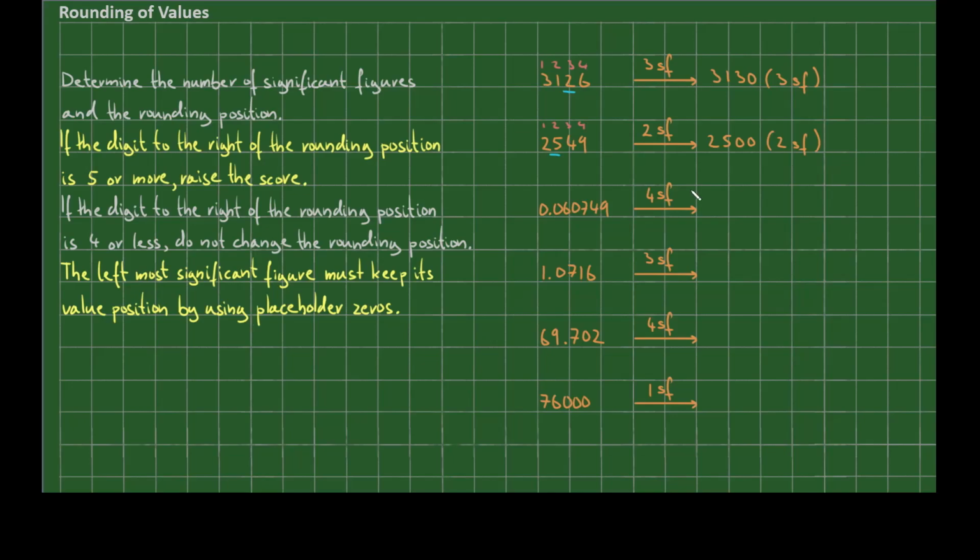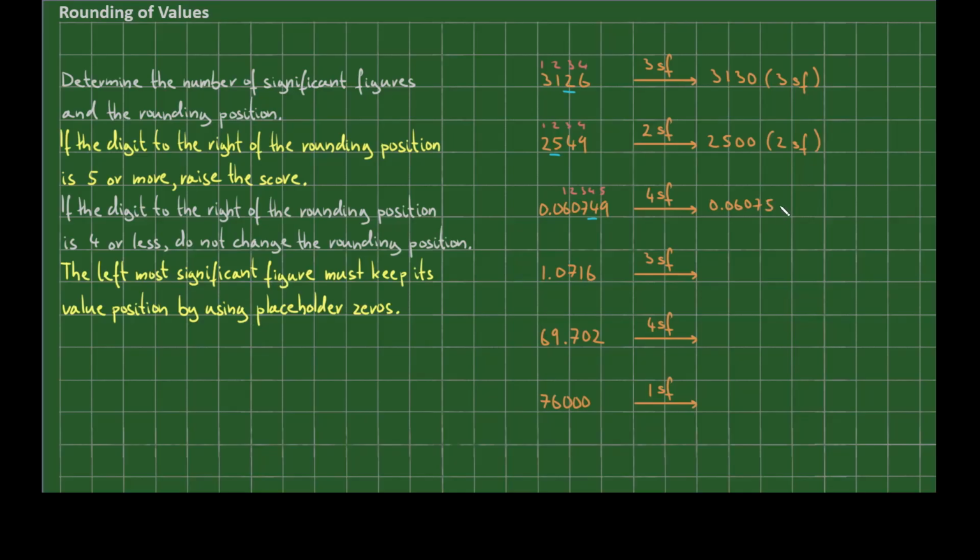What about the next value? 0.060749 needs to be rounded to 4 significant figures. I will number the significant figures, so we have 5 of them, and I will identify the rounding position. I look 1 to the right, it's 5 or more, therefore I raise the score. And the rounded value becomes 0.06075.